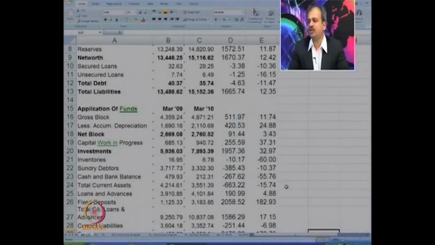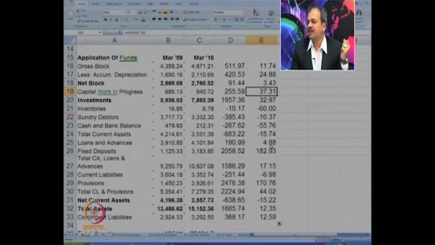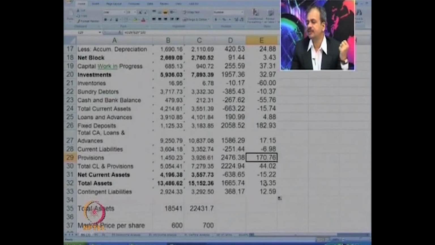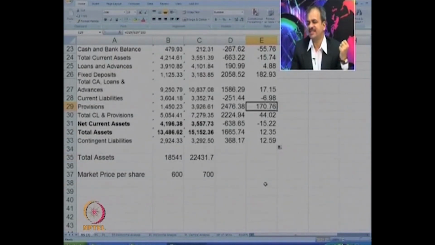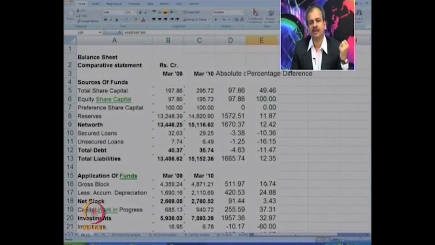So I have tried to drag down those figures. You can see that there is an increase in depreciation to a significant extent. Capital work in progress has increased by 37%, which is a good sign that shows that the company is on a growth path. All other items you don't see much change. However, the provisions you can see have increased by 170%, which is again a major increase. So this is the overall position. Okay. Can you guess which sector this is or which company this is? Let's try to guess it.